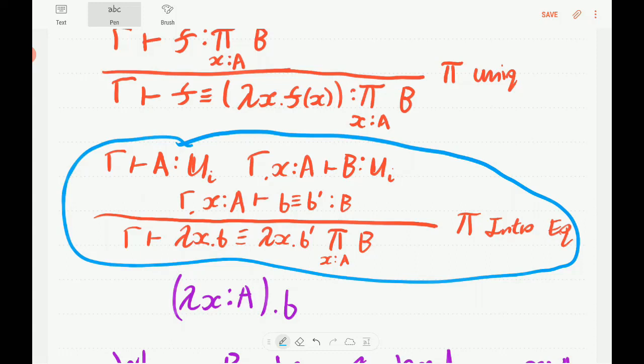More precisely, it's saying that if we have a type capital A and a type family B that might depend on a variable x of type A, and in such a case we have that little b is equal to little b dash, then the dependent functions we form with those little b and little b dash are going to be definitionally equal. And so we could call this the equality for the pi introduction rule.